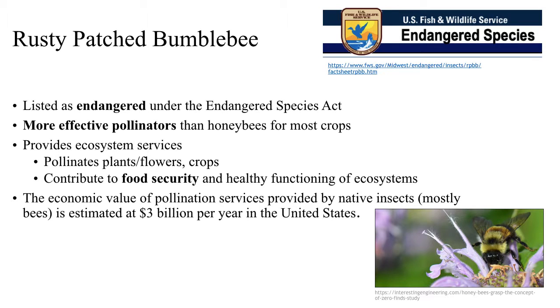The species that I focused on was the rusty-patched bumblebee, which is listed as an endangered species under the Endangered Species Act in the U.S. Fish and Wildlife Services. This species of bee is a more effective pollinator than honeybees for most crops.